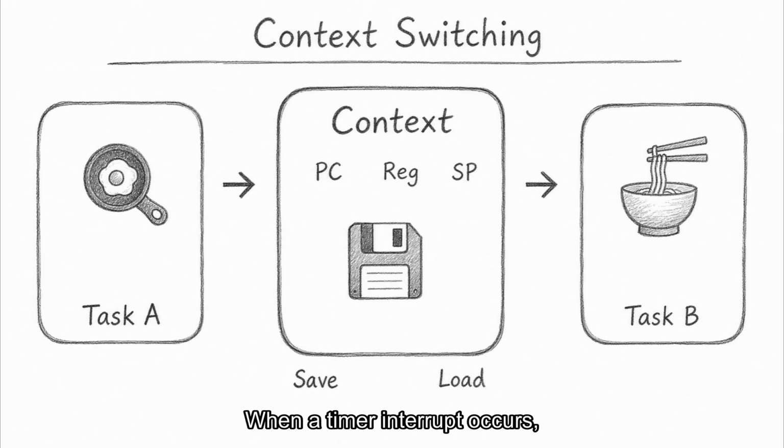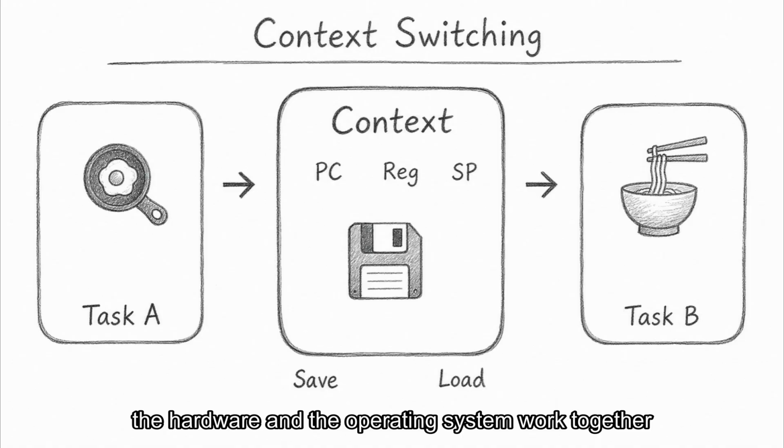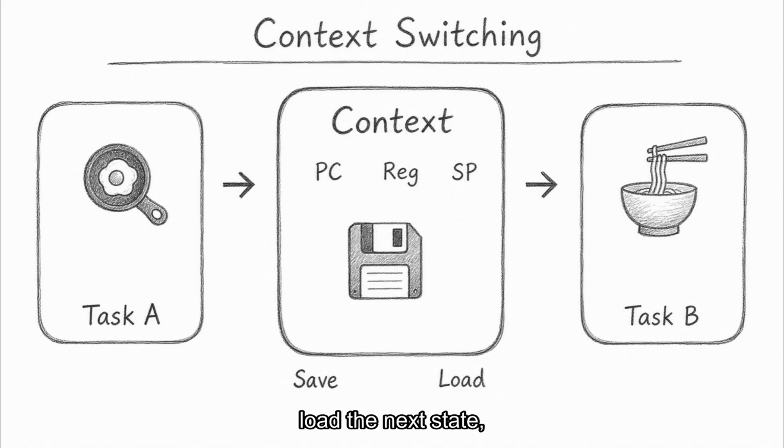When a timer interval occurs, the hardware and operating system work together to save the current state, load the next state, and continue execution. Switching between threads is similar, but threads inside the same process share the same address space. So unlike switching between processes, there's no need to replace the entire address space. The important thing is that there's switching of register values and stack context for each thread.